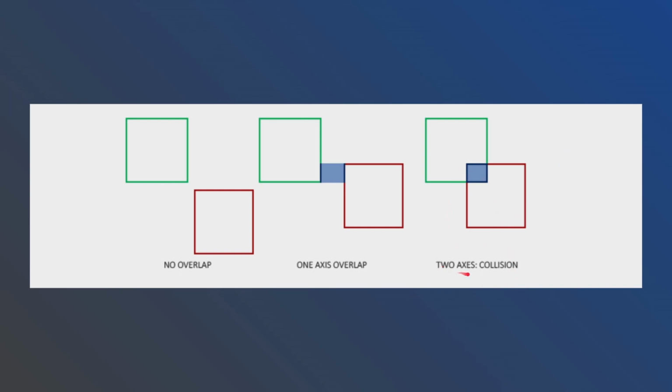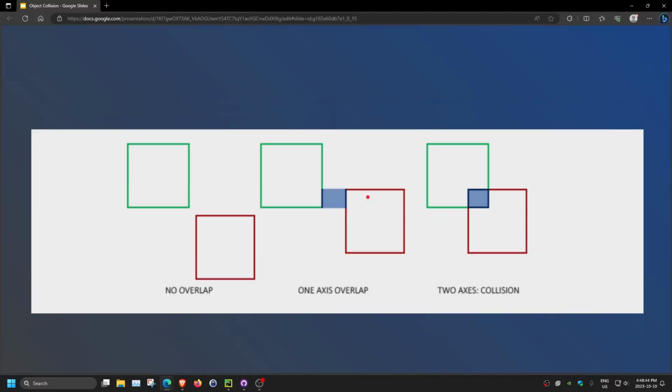Finally, we have two axes collision. When there are two axes colliding, as you can see, this axis is colliding with this square, and this axis is also colliding with this square. That means that we have a collision. So that's essentially the concept. Let's actually put in some code for that.